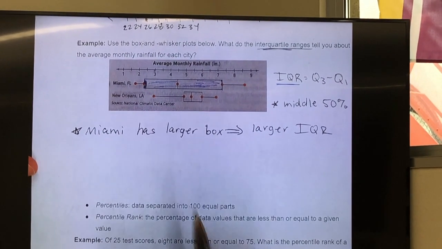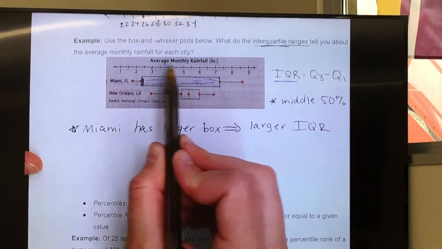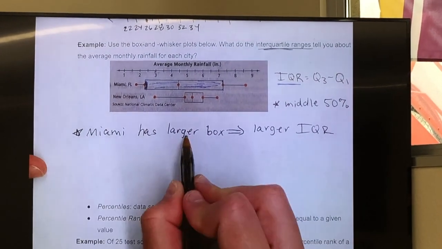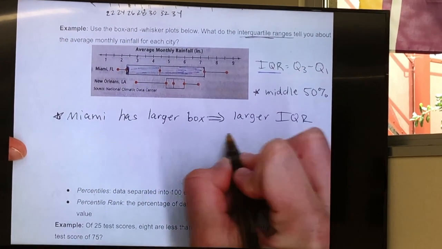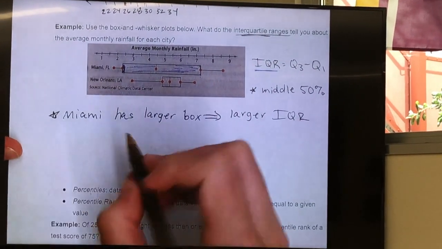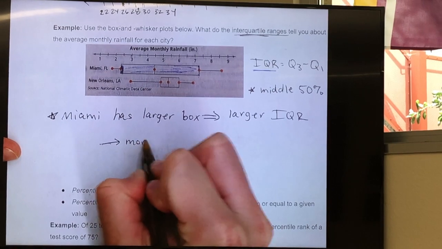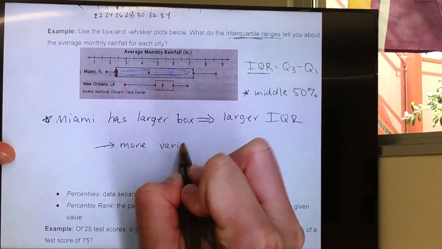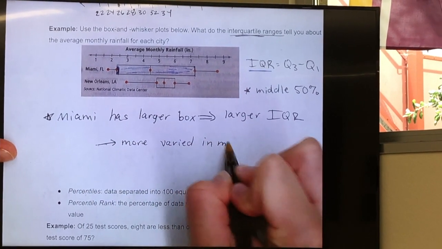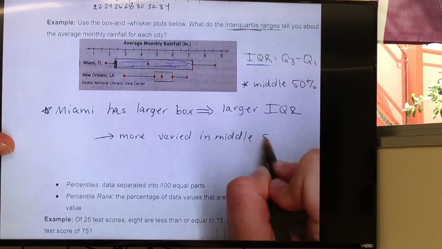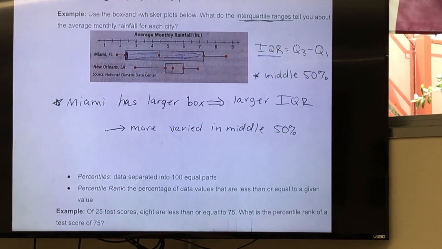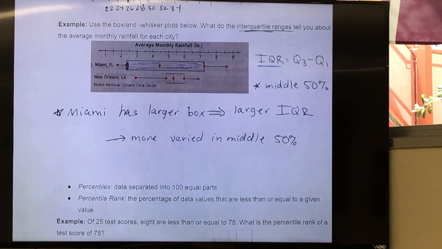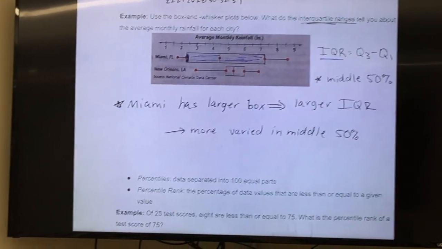So the question was, what do they tell you about the average monthly rainfall? Miami has a larger box, so it has a larger interquartile range. That also means it is more varied in the middle. So more varied in the middle 50%. So try and explain it as best you can. You're pretty much looking for a larger box or a smaller box, and that'll tell you which one's more spread out.